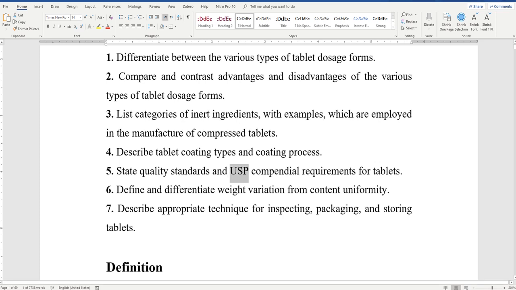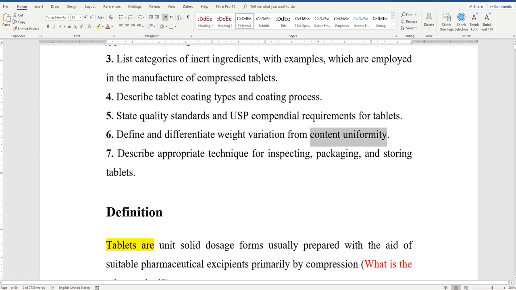In these tests, one of them is the weight variation test, and the other one is the content uniformity test. So you should be able to differentiate between these two tests, and know when you apply the weight variation test and when you apply the content uniformity test.